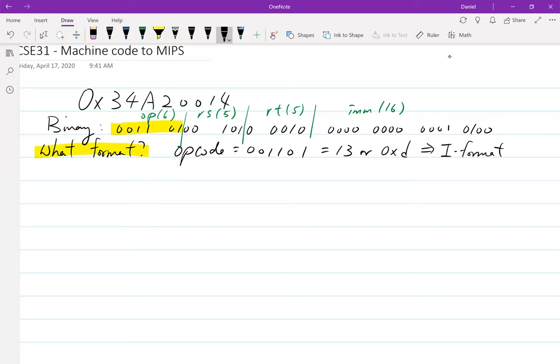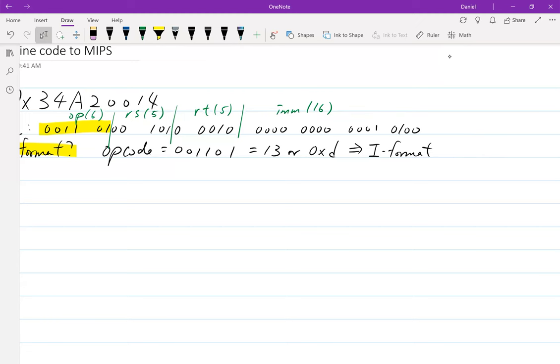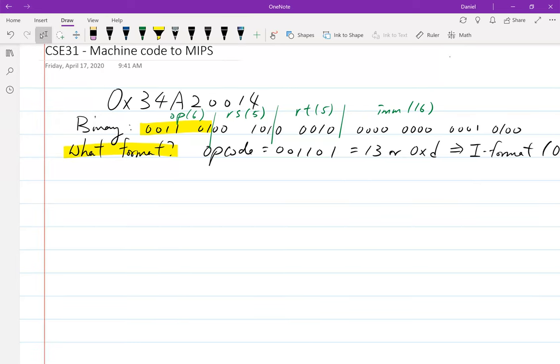So for this one, the opcode is for I format, and when the opcode is D, it's ori. Next is RS.